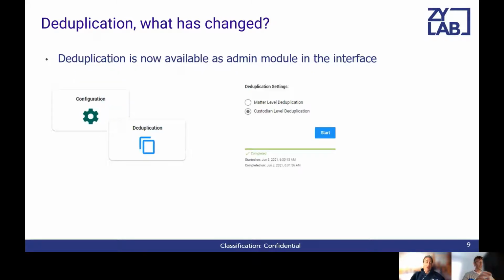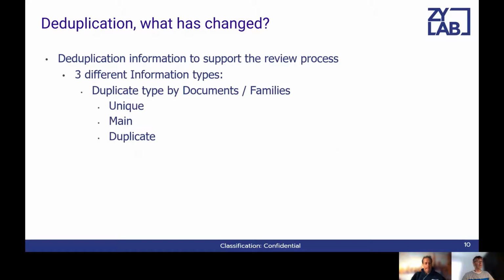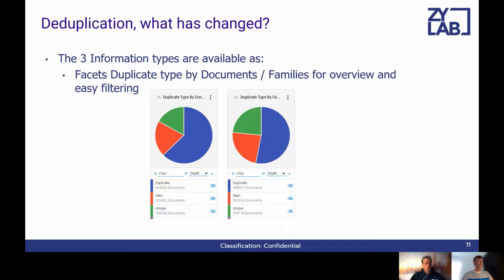So the interface is basically that easy. You click a button and it runs in the background. In the background, there's a lot more going on, of course. There are three different status levels of documents: unique, main, and duplicate, as you already mentioned. And of course, if we have that information, it's easy to present it as well.